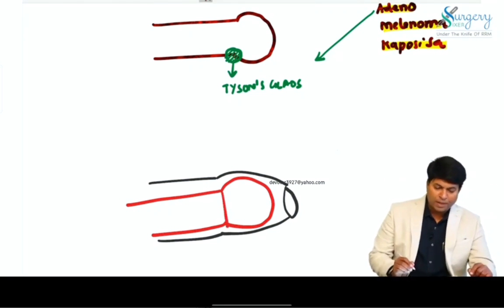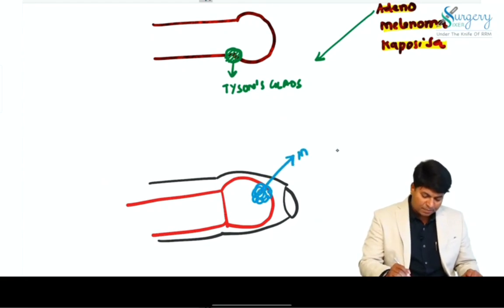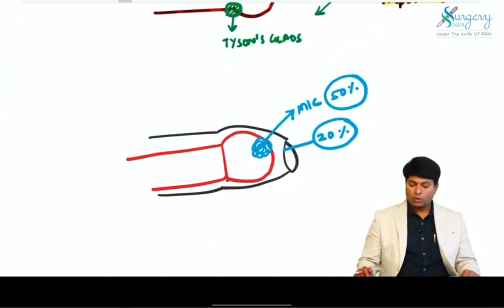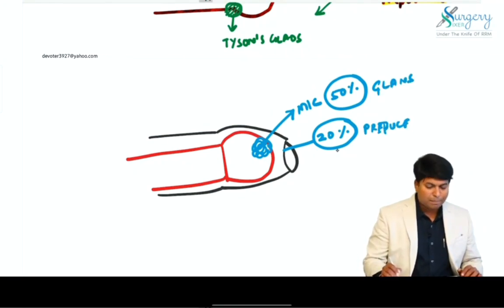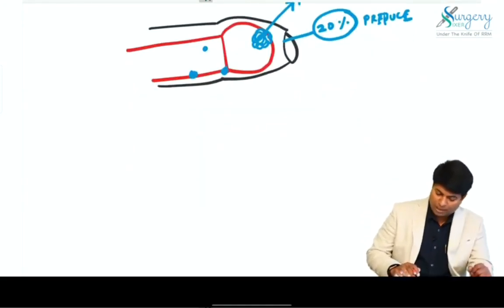Now at this point you should know the most common site of cancer penis. Where is it? The common site is glans penis. Around 50% of the cases of cancer penis are seen here. In 20% of the cases, it is at the preputial skin. So the most common is glans, and the second most common is prepuce. Other places may be shaft and corona sulcus. Anywhere you can get cancer penis, and mostly we see only squamous cell cancer of penis.